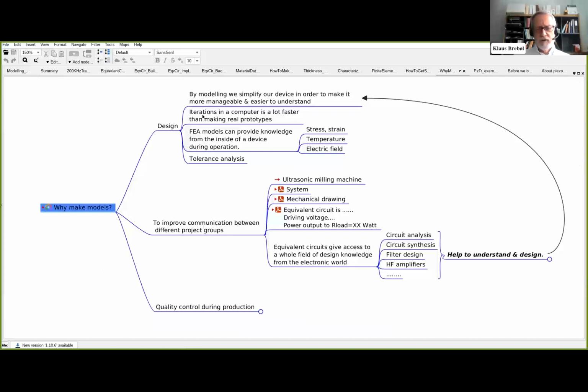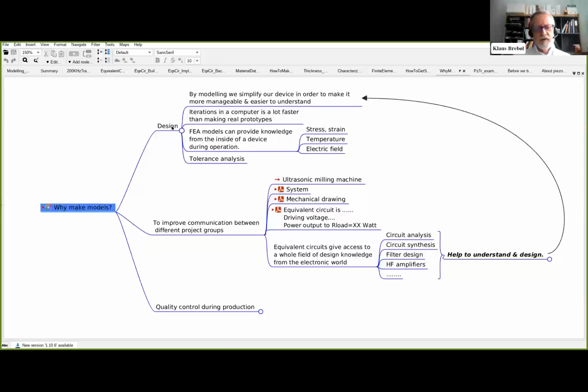And if we have the right model, then we can also get more information from it than we can get from prototypes, because using finite element, we can actually, in quotation, see what is inside a device during operation. So we get more information in shorter time by using a good model. And finally, we can also use the model for tolerance analysis. So we can check if our product can be manufactured using normal tolerances, nothing exotic.